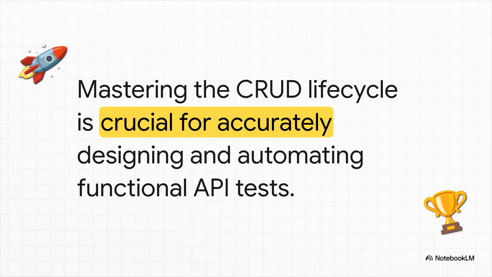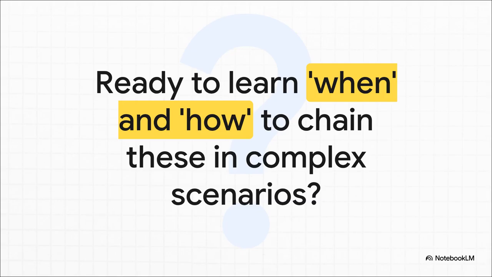Look, it might seem basic on the surface, but I promise you, truly mastering this CRUD lifecycle, the methods, the flow, the correct status codes, that alone will put you way ahead of the vast majority of engineers who are testing APIs today. This is the bedrock for everything else. So you've got the what down. You know what each method does. But the real magic, the real power, comes from knowing when and how to chain these together to test complex, real-world business logic. So, are you ready for that next step?